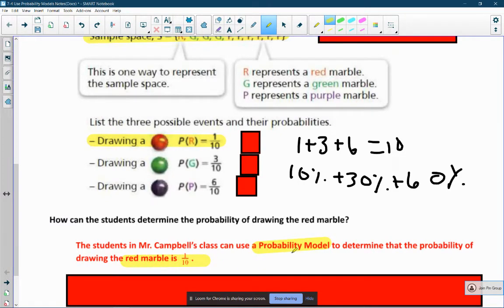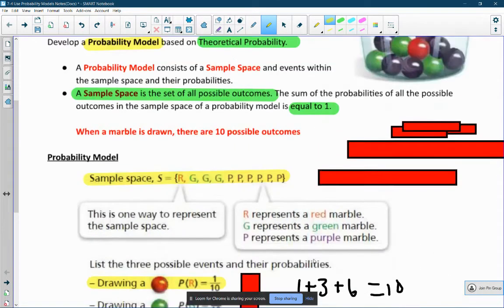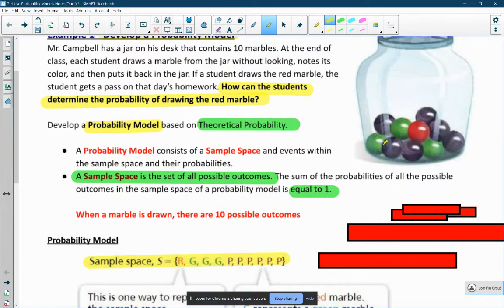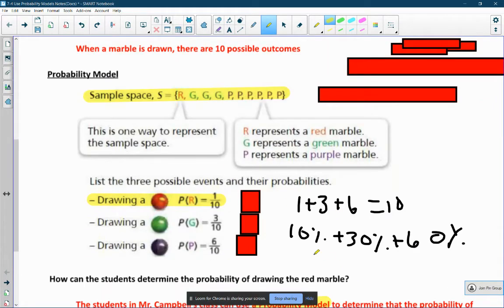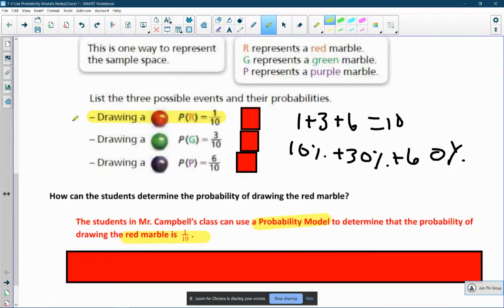So basically, this is just a big thing just to say, what are my odds that I draw purple? What are my odds that I draw green? What are my odds that I draw red? And we're just kind of putting it in a box. We list all the outcomes, and then what the probability of each outcome is. Okay. So let's go to the next page.